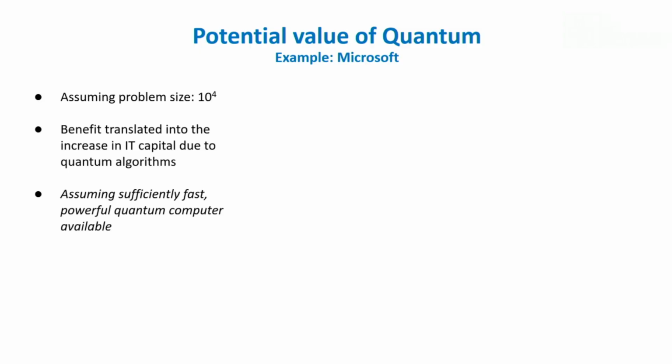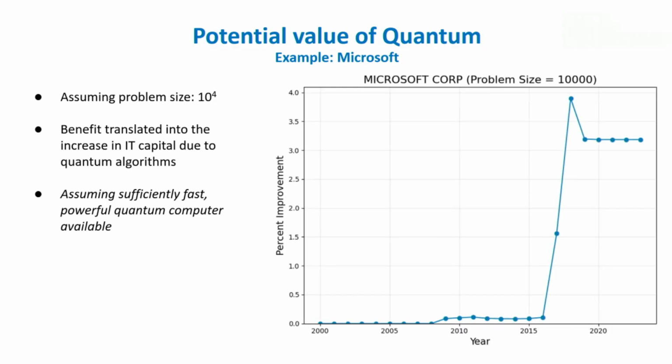Okay, so to do this analysis, we're going to have to make an assumption. You'll see in a little bit why this is going to matter, but we have to think about a particular problem size that they might be solving for. And as I mentioned, we're going to translate this benefit into the increase in IT capital. Okay, so what is this graph showing? This graph is showing that if magically quantum computers were suddenly better today, like better than classical ones, and we heard this morning they're not yet there, right? But if they were magically there right now, what would that mean for Microsoft in terms of the actual things that they're doing, at least as far as we can glean it from the public records and things like patents?